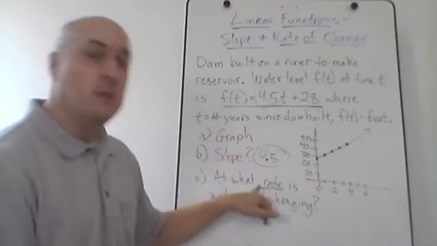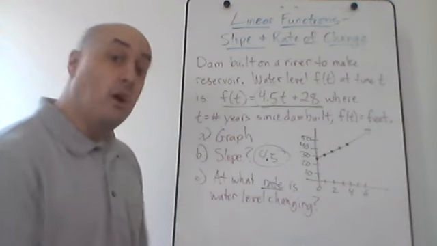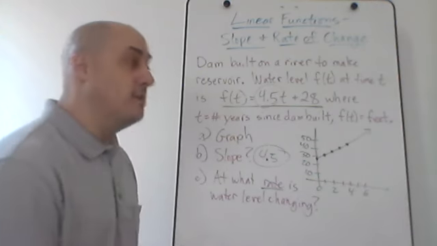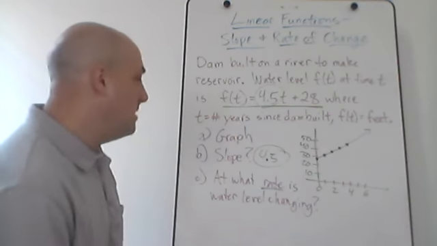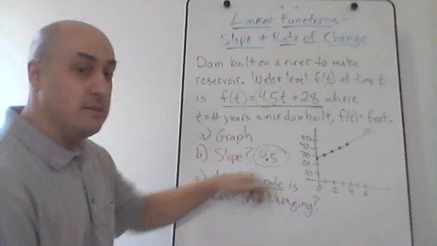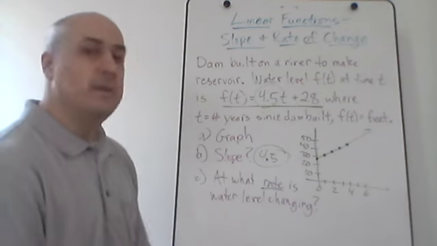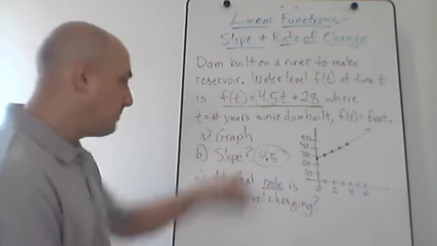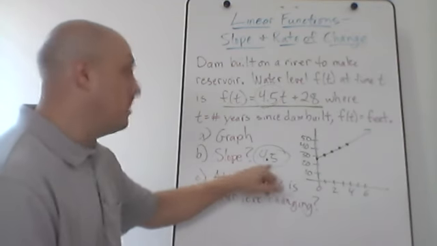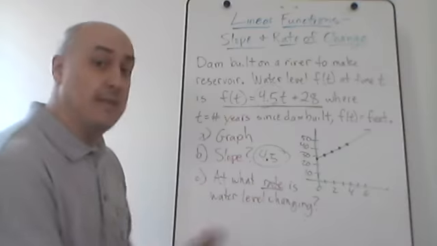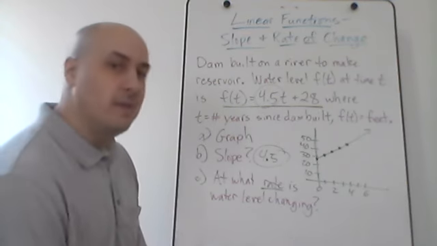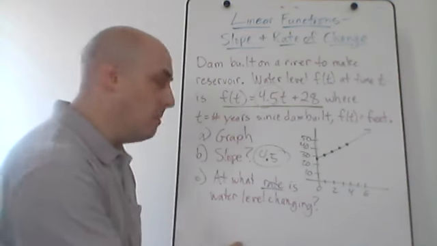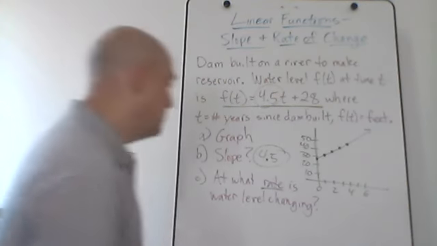All right, rate, whenever you see that word rate, you're talking about the slope, right? The rate of change for a linear function is the slope of the line. So when we're asking what rate is the water level changing, well, it's the same as the slope, 4.5, but we give our answer a little bit differently. When I'm asked what the slope is, it's just the number 4.5, and that's it. Slope is just the number. Rate of change is the same number as the slope, but we also have to give the units on the answer.